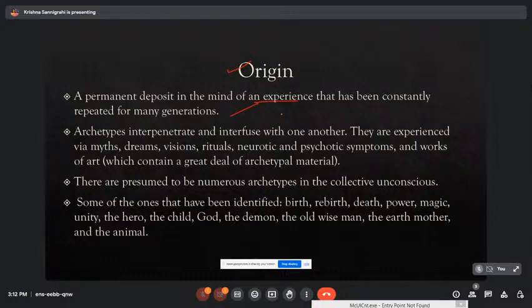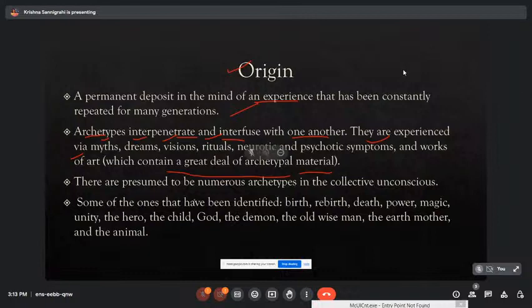Next, archetypes interpenetrate and interfuse with one another. So they are not just individually distinct beings, but different archetypes. They interpenetrate and interfuse with one another. They are experienced via what? Via myths, dreams, visions, rituals, neurotic and psychotic symptoms, and works of art, which contain a great deal of archetypal material. So, referring to the images which are there with us for generations.